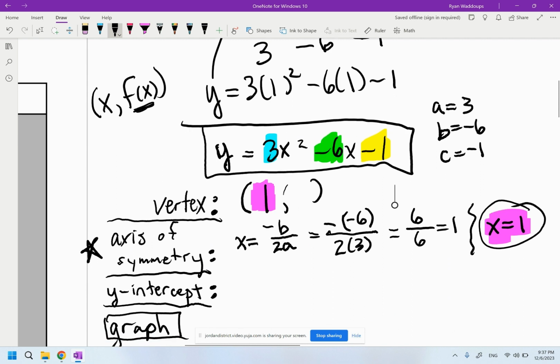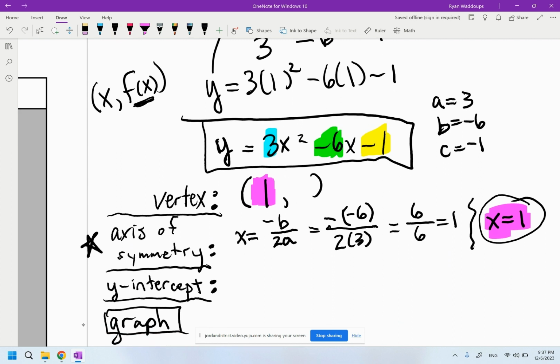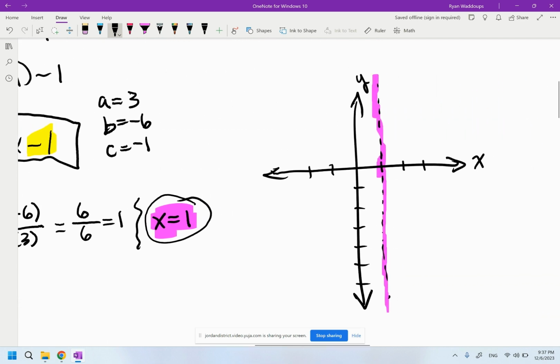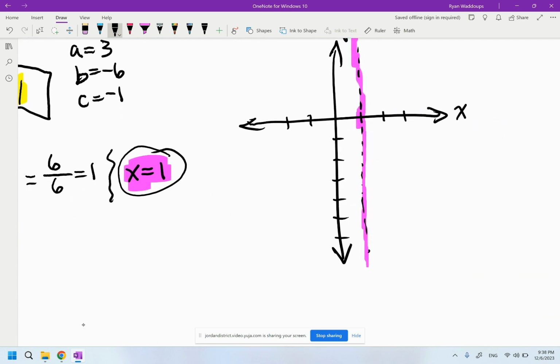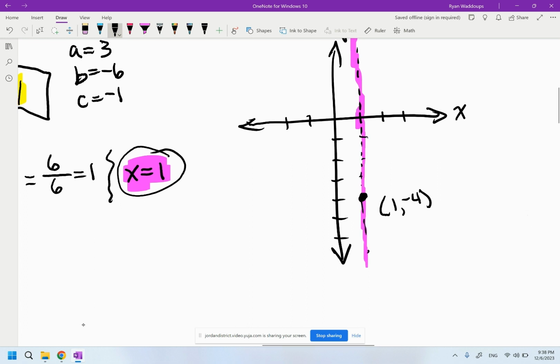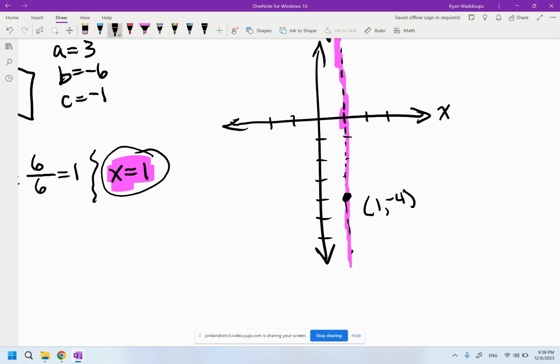So in my vertex, I come down here and I just put that in there, minus 4. So I've got the point 1, minus 4. I can go over and put that in my graph. Well, I go down 1, 2, 3 to minus 4, and that point, 1 comma minus 4, is my vertex. So that's the point where the graph turns.